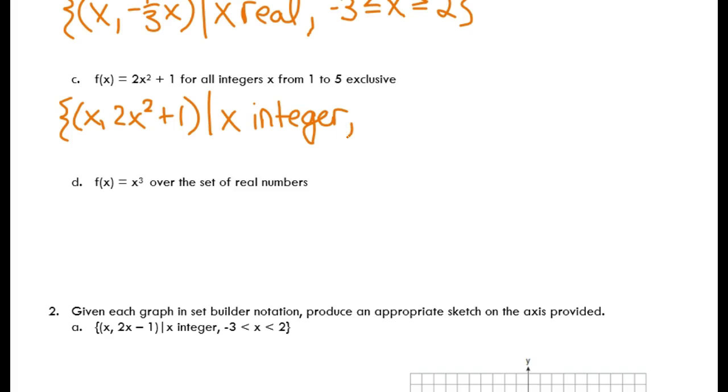Comma says from 1 to 5 exclusive, so we do not include. So we're going to use less than and greater than symbols. So 1 is less than x, which is less than 5. And I just realized I did a goofy thing up here.